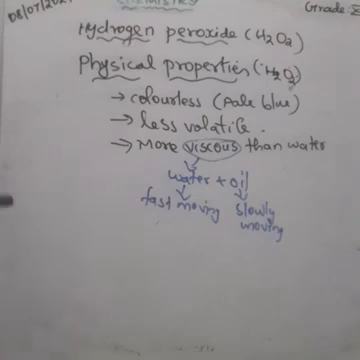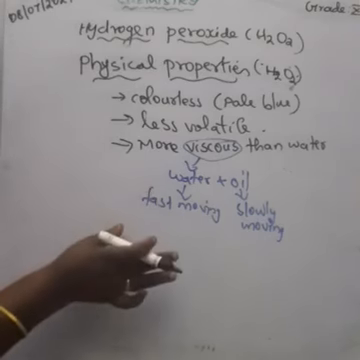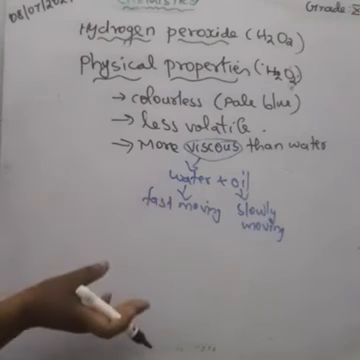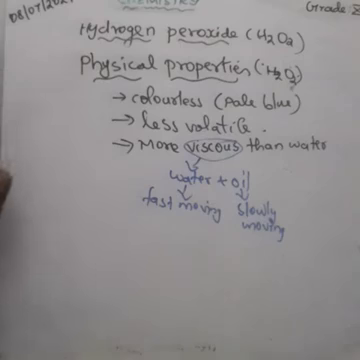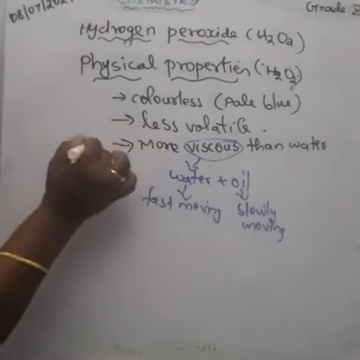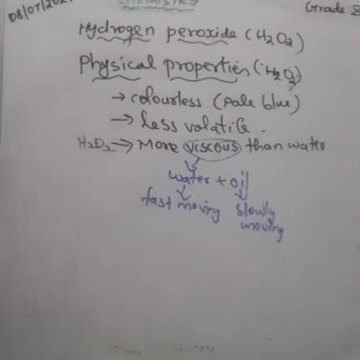When we are pouring out, water moves fast compared to the oil, because oil is more viscous. The molecules of oil are tightly bound, but the molecules of water are loosely bound, so water has low viscosity. Like that, hydrogen peroxide is more viscous than water. Understood about what viscous means?